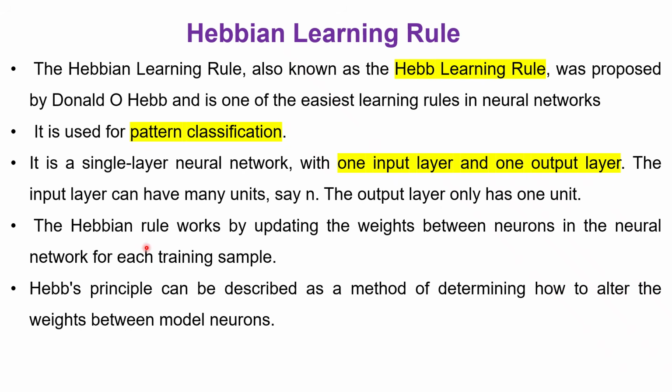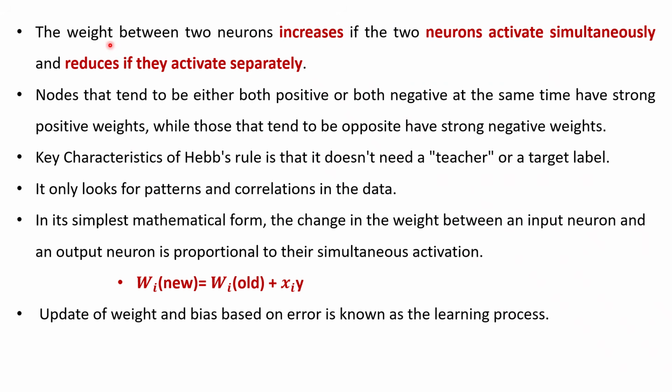The Hebbian rule works by updating the weights between neurons in the neural network for each training sample. Hebb's principle can be described as a method of determining how to alter the weights between model neurons. The weight between two neurons increases if the two neurons activate simultaneously and reduces if they activate separately. Nodes that tend to be either both positive or both negative at the same time have strong positive weights, while those that tend to be opposite have strong negative weights.